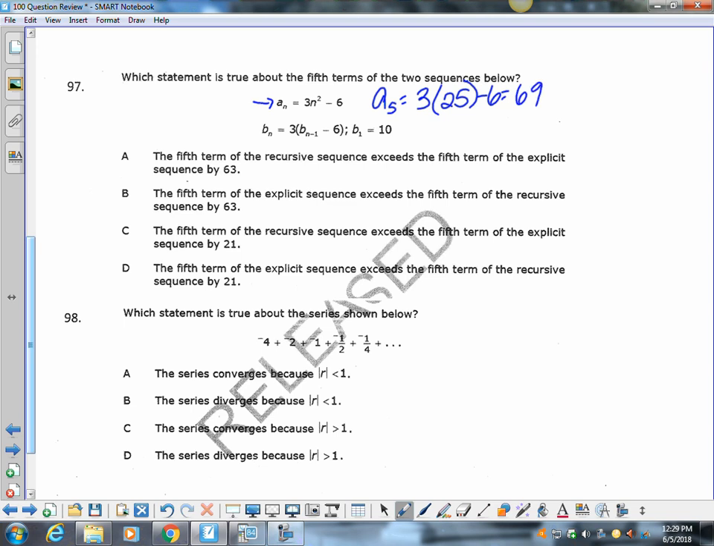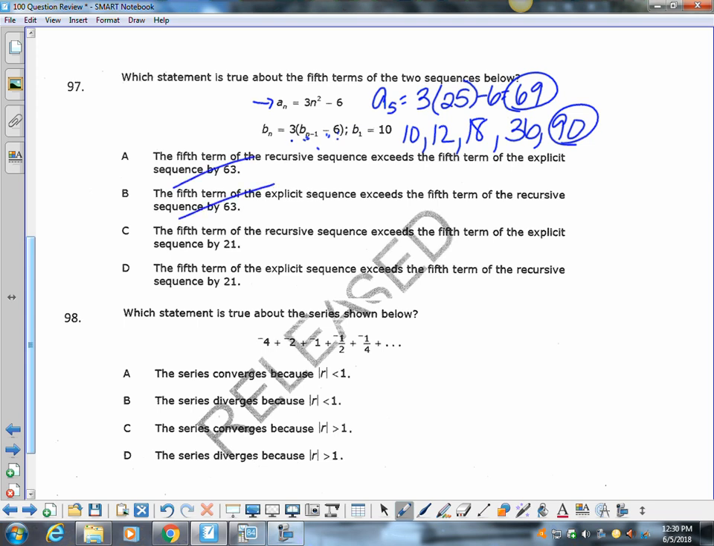For this one, start with 10, and then 10 minus 6 would be 4, times 3 would be 12, and then the third term would be, let's see, this would be a 12. 12 minus 6 would be 6. 6 times 3 is 18. And 18 minus 6 is 12, and 12 times 3 is 36. And do it one more time and you get a 90. So I'm comparing 69 to 90. Okay, now, so the difference is 21.